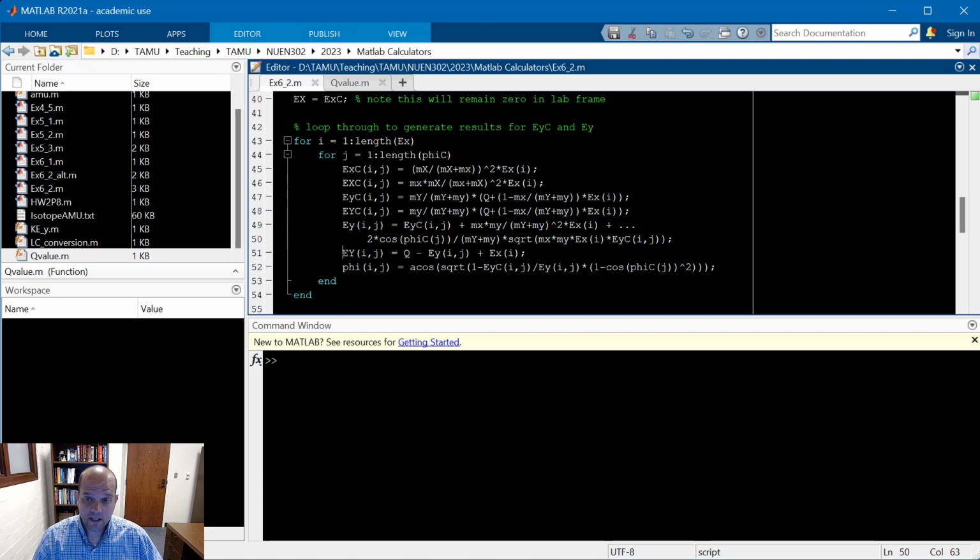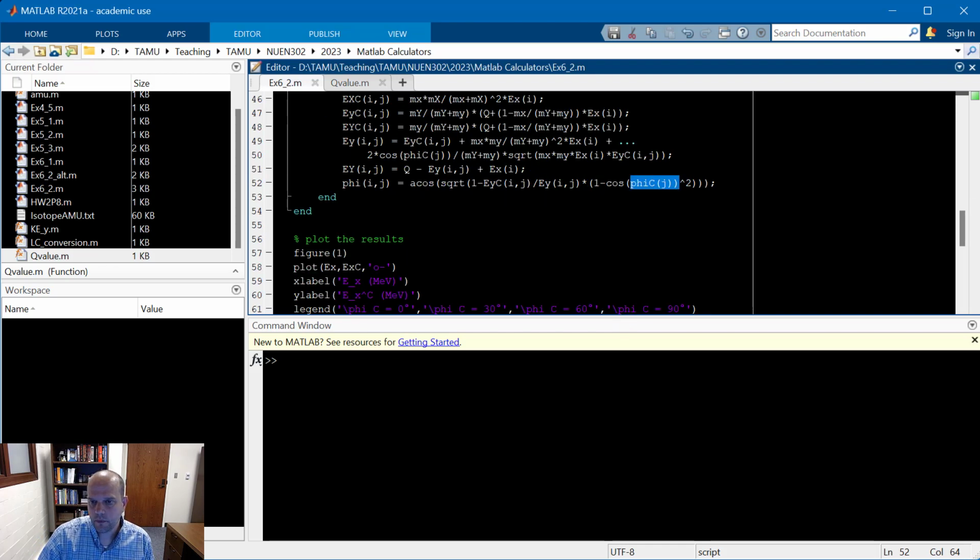And once I have that in the lab reference frame, I'm going to use the standard way of calculating that we've always used to calculate the energy of the heavy product in the lab reference frame. And so I've got these, I got CC here. I'm not going to bother calculating EX, capital X, because I know that's 0. And then I'm going to use that expression for the phi, which is the emission angle in the lab reference frame, as a function of this emission angle in my center of mass reference frame, which is what I'm starting with.